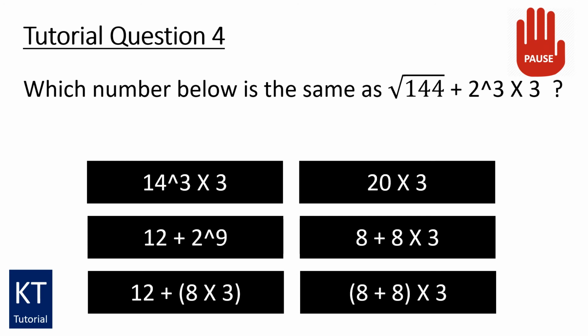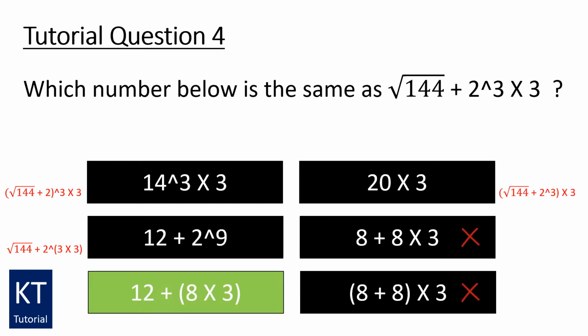Tutorial question 4. Do press the pause button as required. Which number below is the same as square root of 144 plus 2 to the order of 3 times 3? Following the term BODMAS, you should arrive at the answer shown in the bottom left.